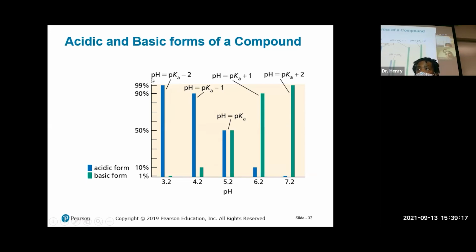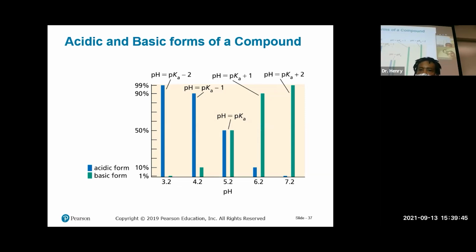Okay, so if our pH is equal to our pKa minus 2, right? Then that just tells us that our acid form is more favored in this case. Again, acid form is more favored when the pKa minus 1.